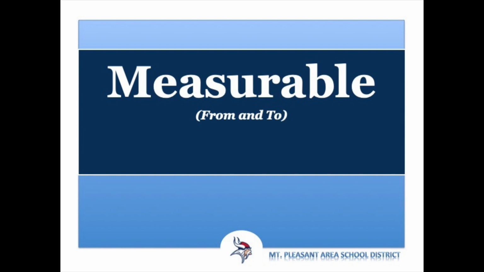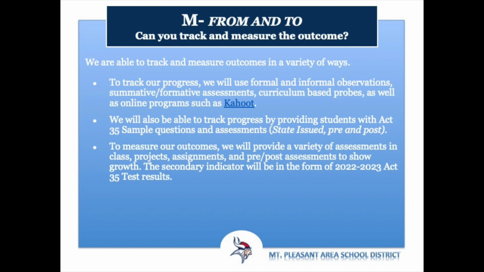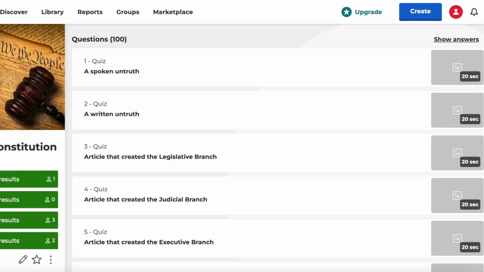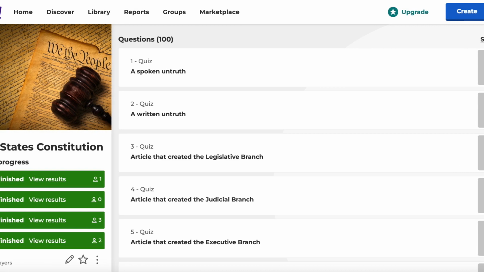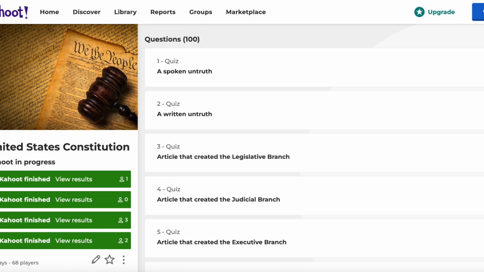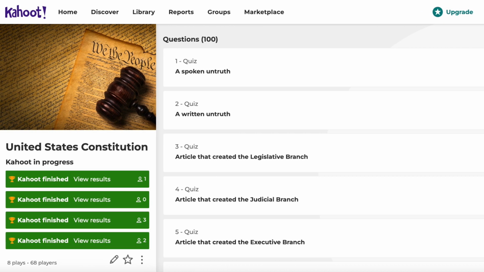Measurable goals: the from and to. We measure outcomes in a variety of ways, including formal and informal observations, formative and summative assessments, curriculum based probes to assess reading, spelling, or writing, and online programs such as Kahoot. To measure the desired outcomes, I provide a variety of assessments in class, projects, and assignments, as well as pre and post assessments to show growth.